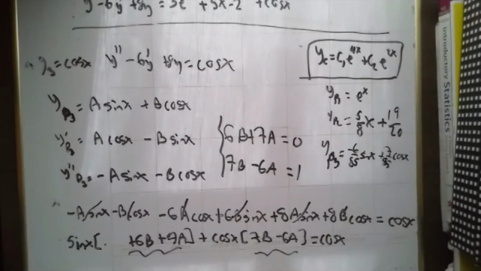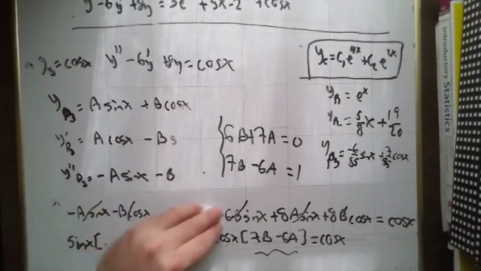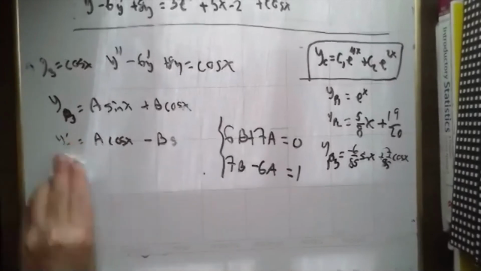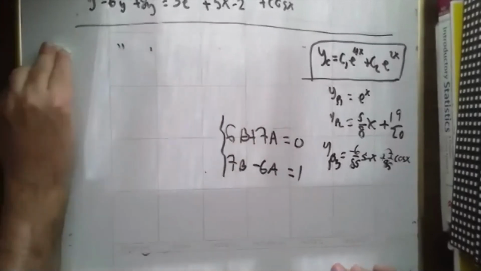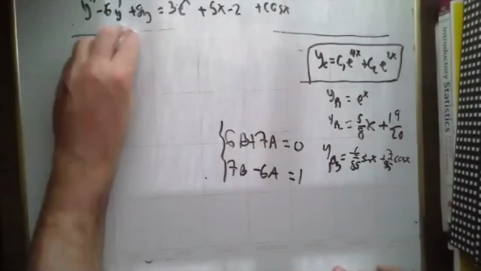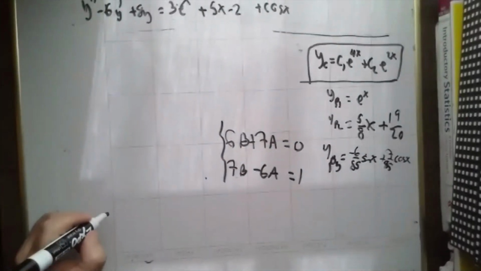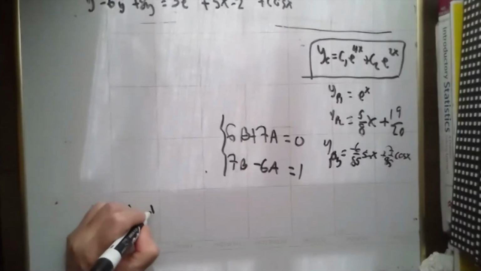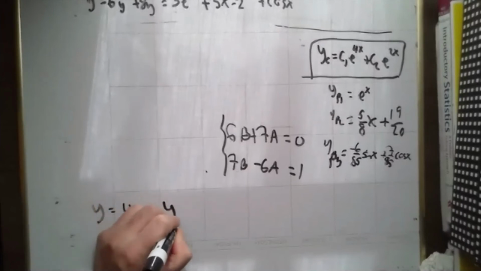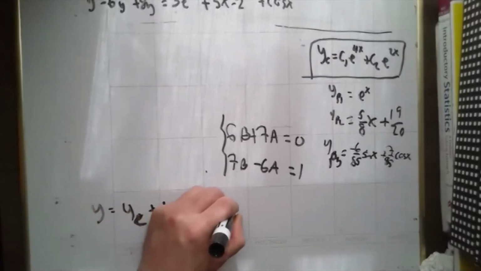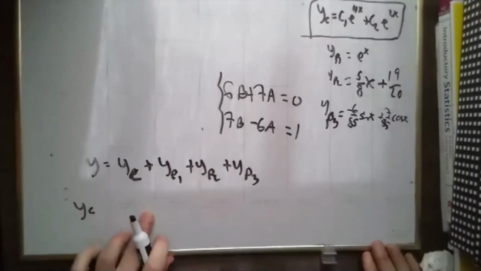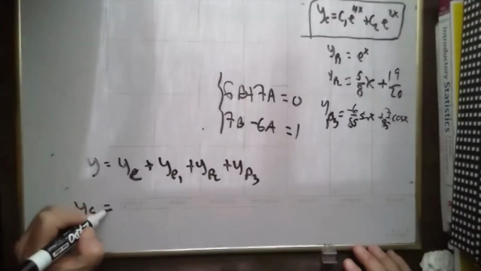Okay, so let me finish writing up the general solution, and then I'll show you another way to solve that using your calculator. And then we'll check our general solution. Okay, so our general solution, y, is the complementary plus all of those particular solutions. Remember, only the complementary has any constants in it, any c's.